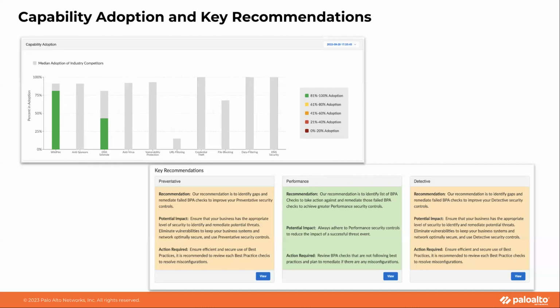Next we have performance, which deals with the intent to increase performance or help identify those causing performance degradation to help retain optimal performance. Then we have detective, which identifies an incident's activities or helps identify security violations after they have occurred. For each of these security controls, we added a potential impact, a recommendation, and an action required which you can take to remediate these fixes. At the bottom, we also have a view tab, which lists all the failed best practice checks that fall into these different categories.